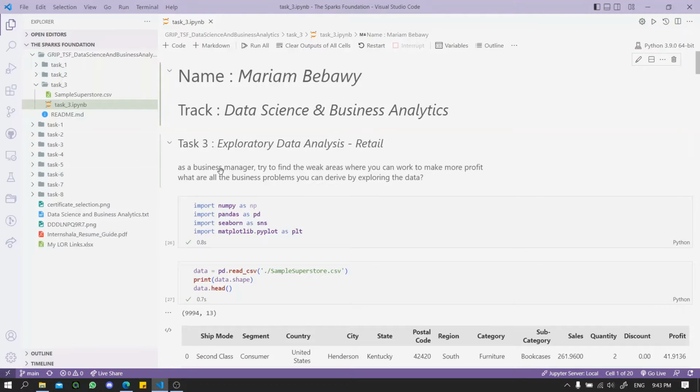Hello everyone, this is Mariam Bibawi on Track Data Science and Business Analytics, submitting Task 3 Exploratory Data Analysis on Retail, where we are required to perform EDA on a given dataset and try to find the weak areas where we can work to make more profit.